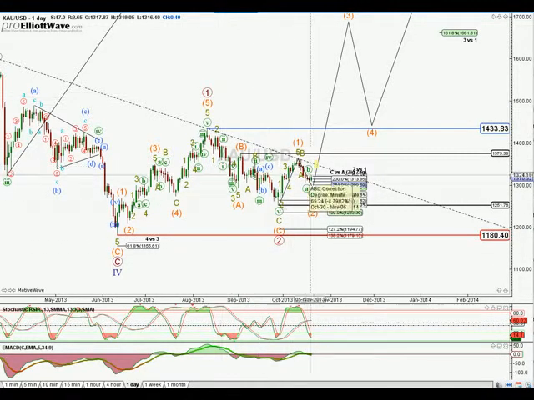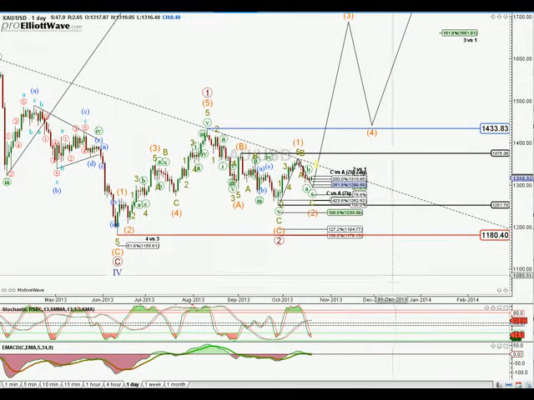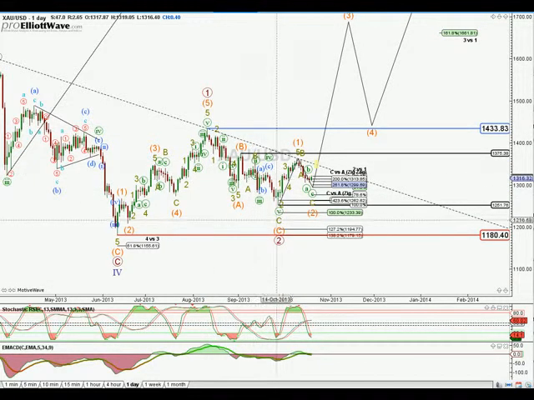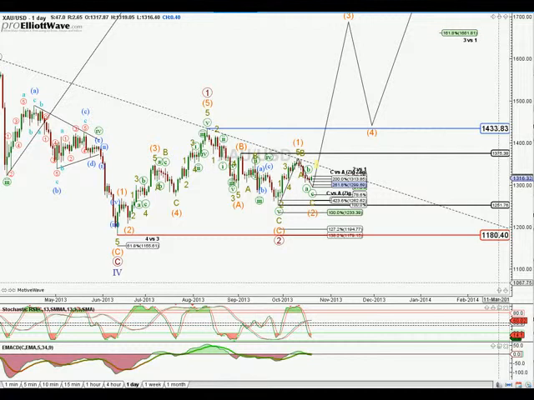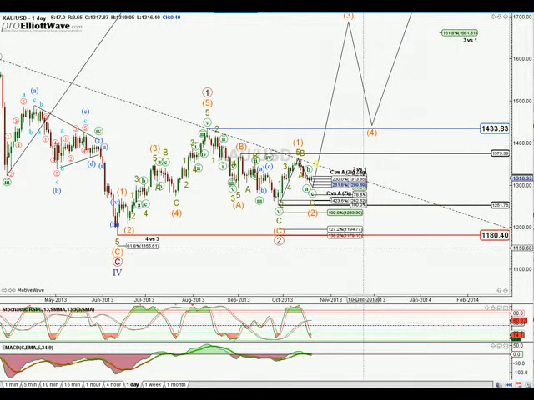of the 1, 2, and we are perhaps forming the 4, or we've completed the 4 and coming down to get the 5. So this could easily at the same time be an A, B, C to a 1, to a 2, to a 3, to a 4, to a 5, and then an ending diagonal pattern. And again, only time will prove what is the accurate count.